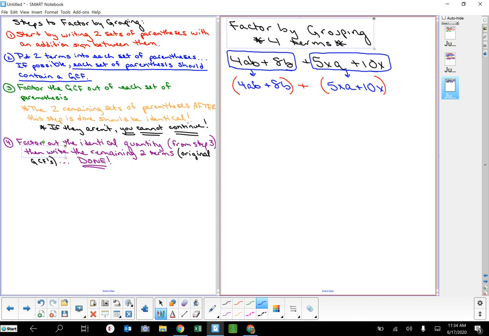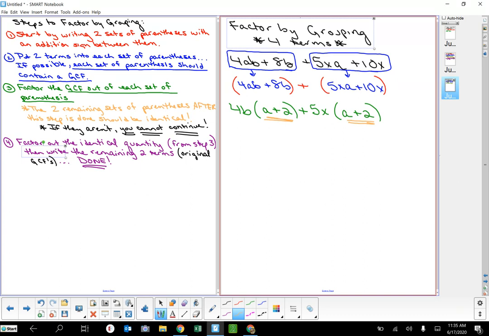All right, so step 3, green. Factor the GCF out of each set of parentheses. So here we said we're going to have a 4b that's going to come out. That's going to leave us with an a plus 2. And then keep the plus sign. And we're going to take a 5x out of this set of parentheses, leaving us with an a plus 2. And then yellow note over here: the 2 remaining sets of parentheses should be identical. And those are the identical sets.